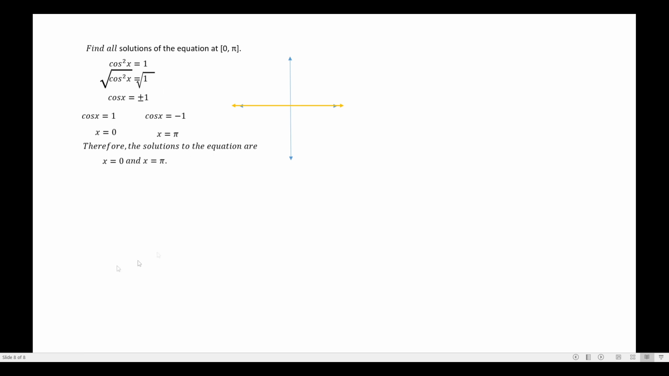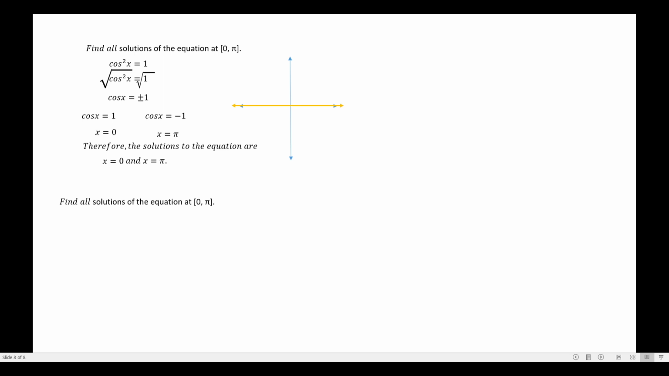We consider the two values because 0 and pi are in the interval. When we say closed interval, that means from 0 until pi, so 0 is part of the interval, and also pi is part of the interval. An open interval does not include the boundaries. But since this is a closed interval, 0 and pi are part of the interval. So this is the final answer: the solutions to the equation are x equals 0 and x equals pi.